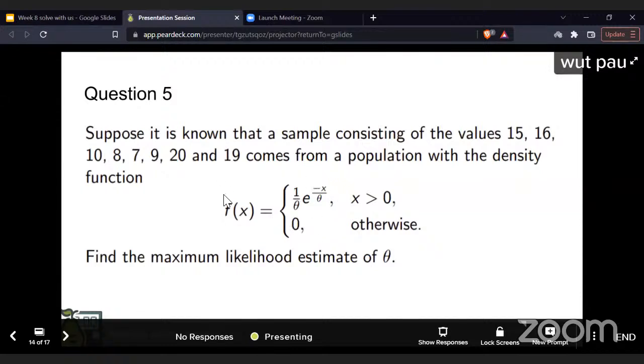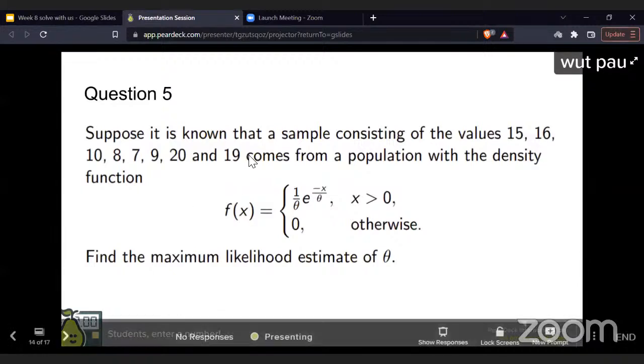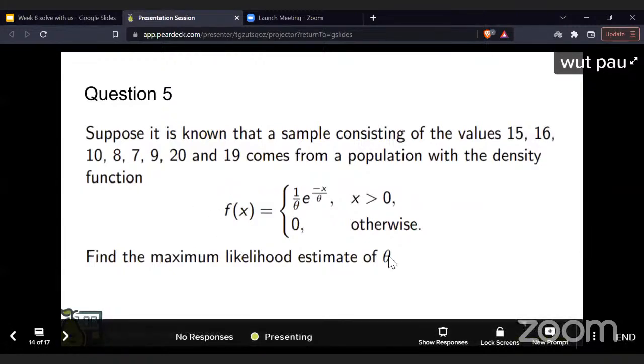So looking at this function, can you figure out what kind of distribution it is? Exponential. Yes. So this is nothing but an exponential distribution with the parameter 1 by theta, right? Now, what you have to find here is the maximum likelihood estimate of theta.